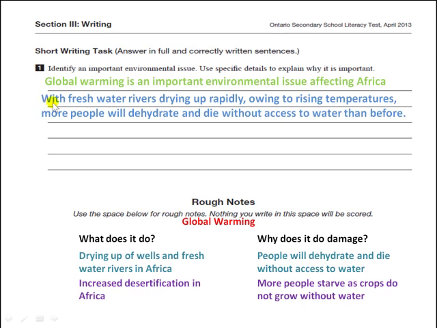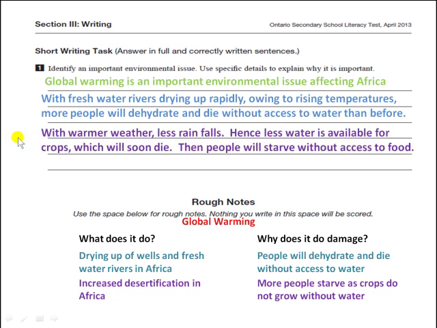The first point is that with fresh water rivers drying up rapidly, owing to rising heat and temperatures, more people will dehydrate and die without access to water than ever before. The second point indicated by the purple is thus. With warmer weather, less rain falls. Hence, with less rainwater available for crops, people will die along with the crops. The people will starve without access to food. Now we can make our concluding point. Thus, global warming is a serious issue that affects the citizens of Africa.